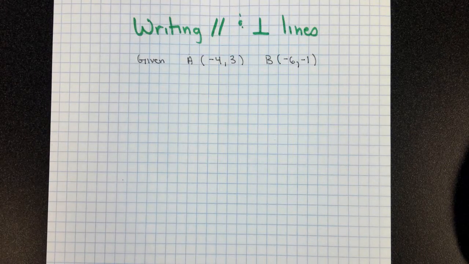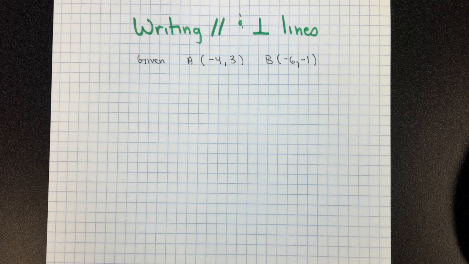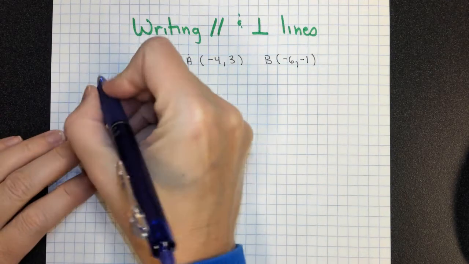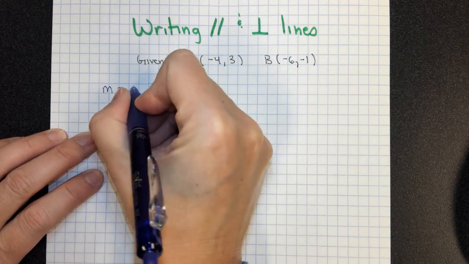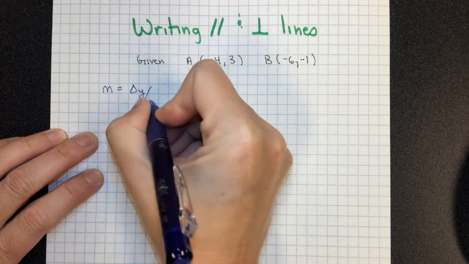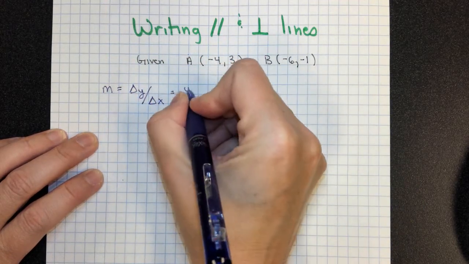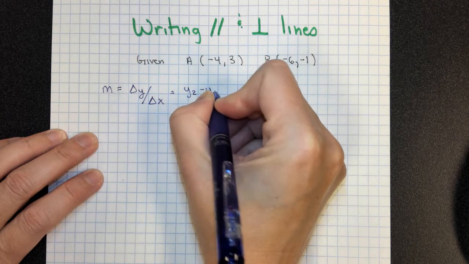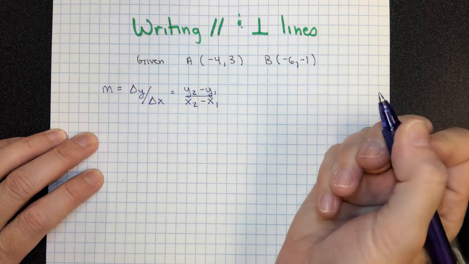To write parallel and perpendicular lines today given 2 points. So the first step, anytime we need to do this, is we first want to find the slope of the line. So remember, slope is the change in y over the change in x, which is given by y2 minus y1 over x2 minus x1.